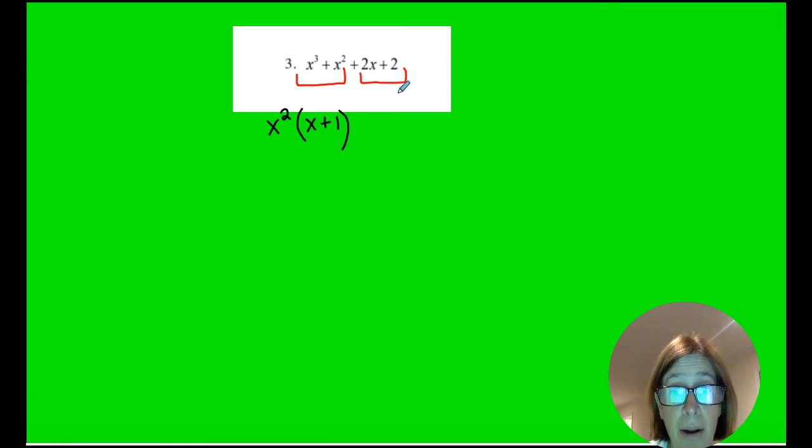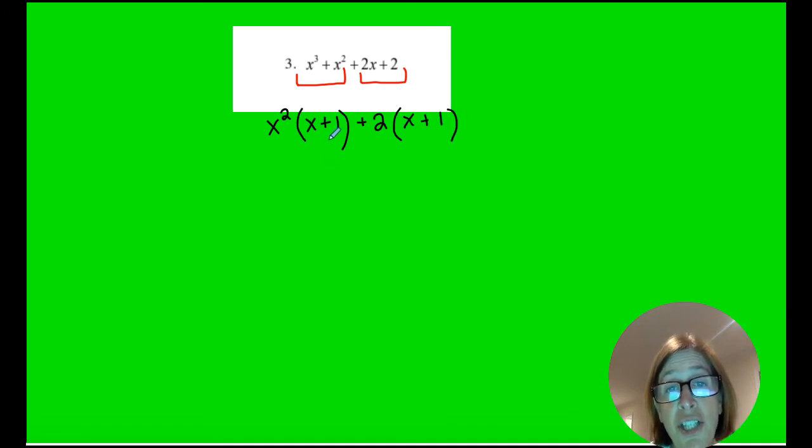In the second pair group, I can see that they have a greatest common factor of 2, a positive 2. So I'm going to take out a positive 2. Now always bring the sign with it. If you take out a positive number, make it positive. If you take out a negative number, make it negative. And then you're left with x plus 1.